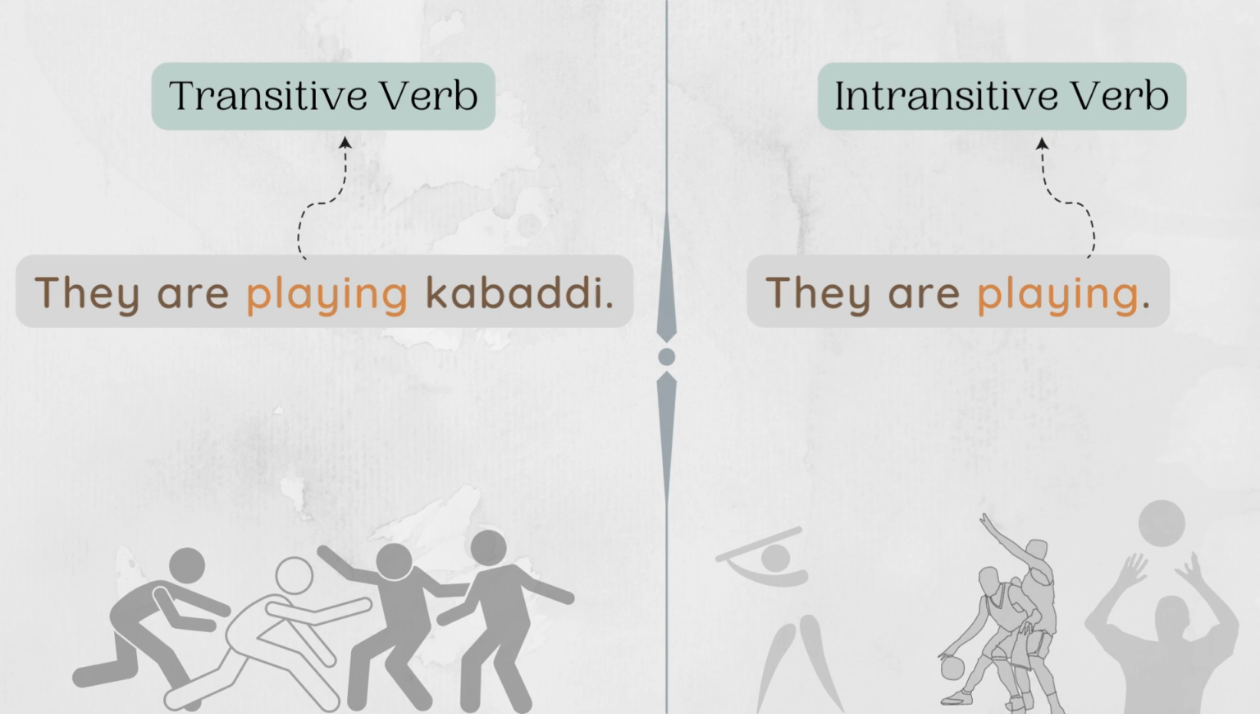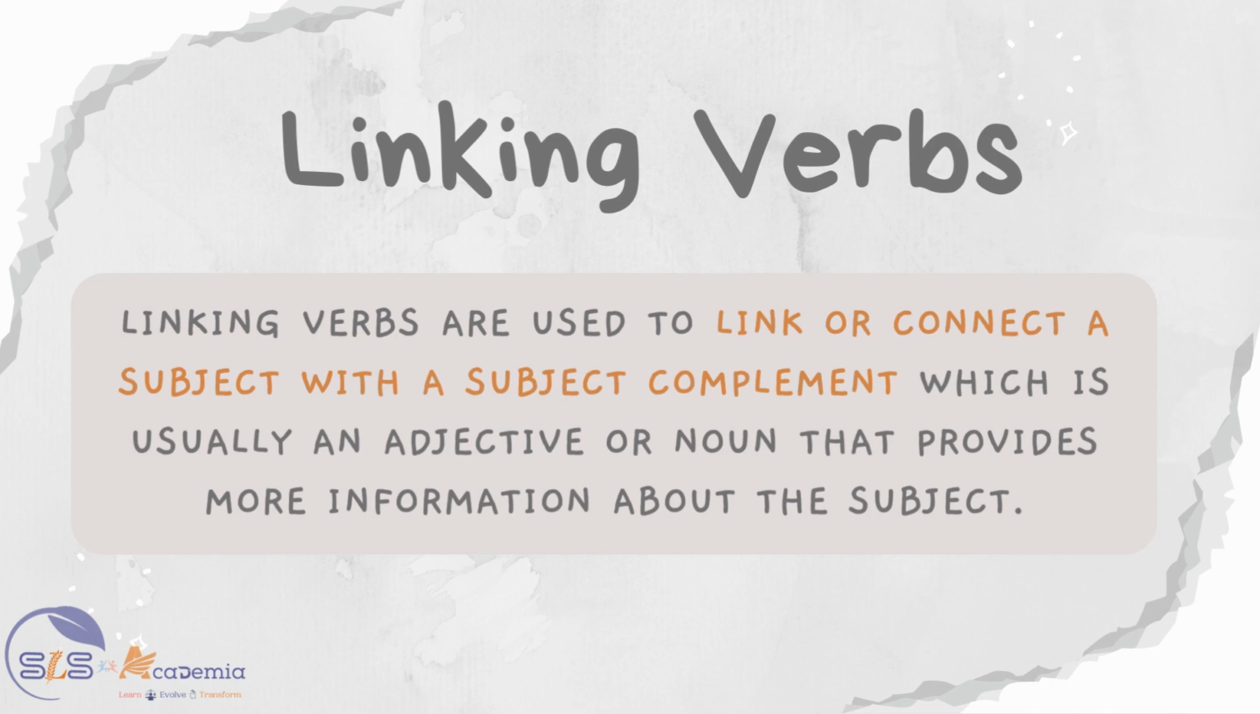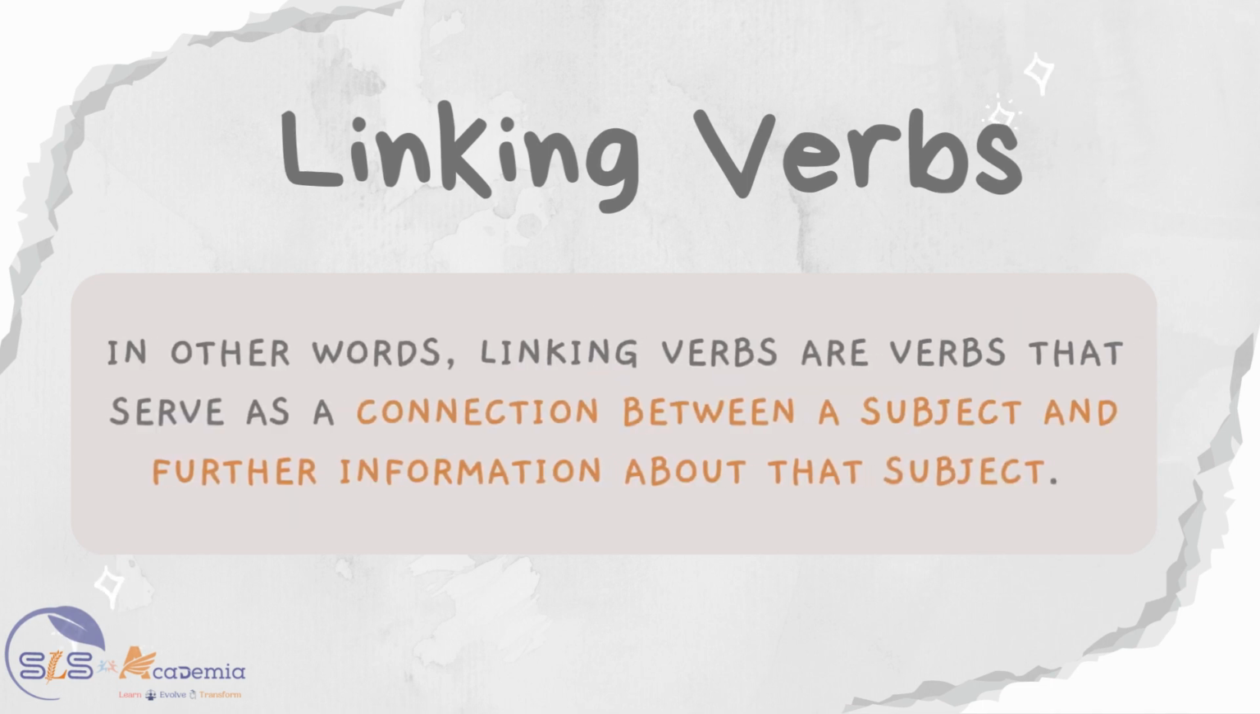The next type of verb that we will be learning is linking verb. Linking verbs are used to link or connect a subject with a subject complement, which is usually an adjective or noun that provides more information about the subject. In other words, linking verbs are verbs that serve as a connection between subject and further information about the subject.